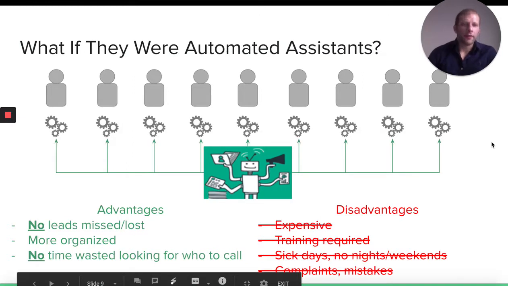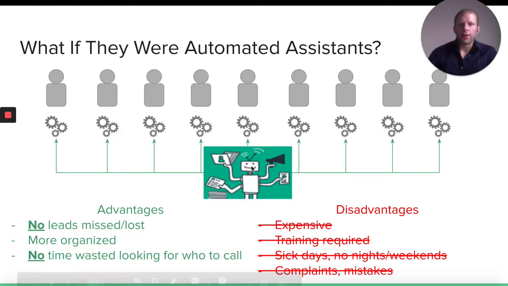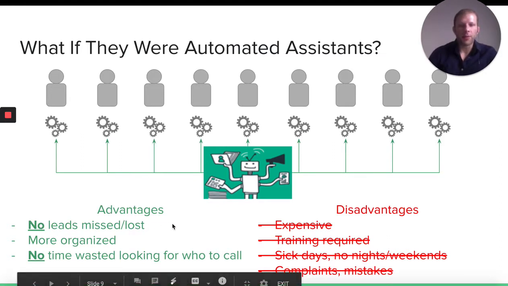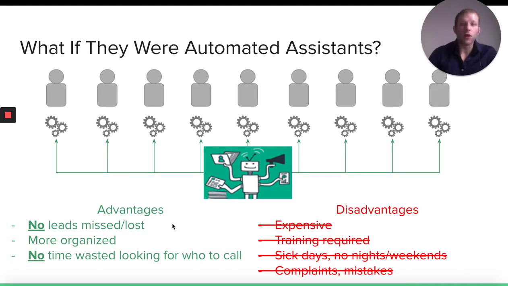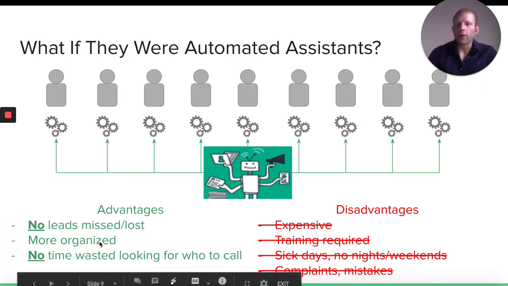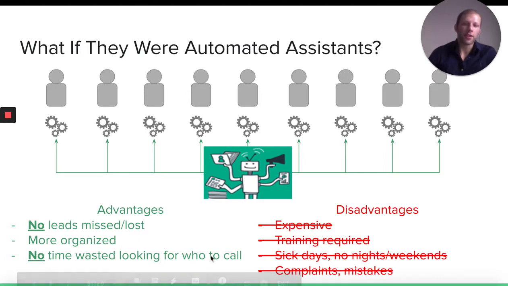What would that look like if it was an automated assistant? So suddenly you have an automated assistant working for every single agent and within your entire agency or brokerage. So the advantage here is that no leads would be missed or lost because it's automated and there's no human error going on. They're still more organized and no time would be wasted looking for who to call, and you'll see why in a second.